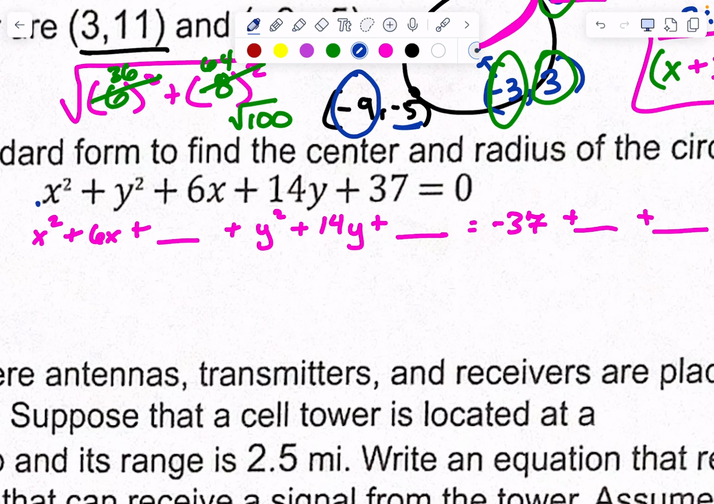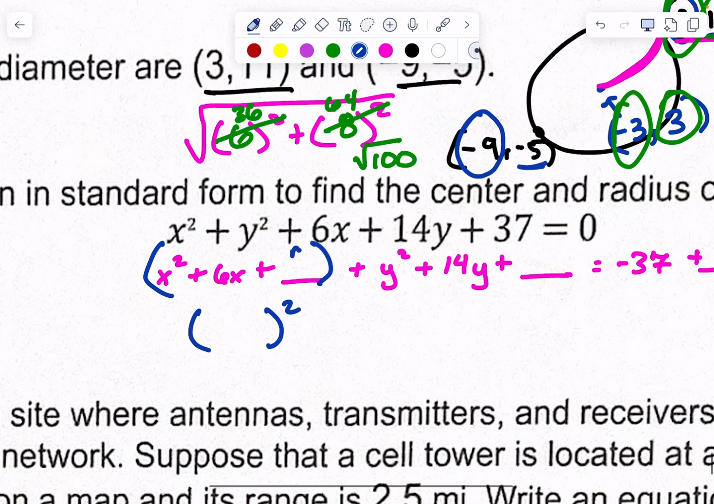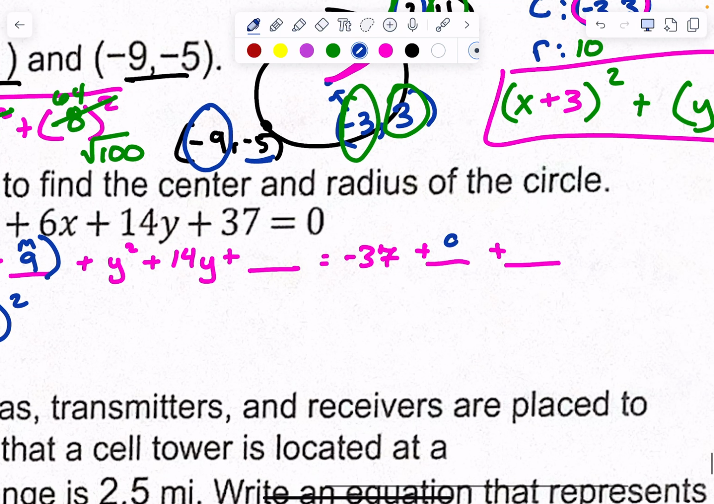Okay, now I'm looking at this x, and I want to break it down so that I have this guy squared. I'm completing the square. I want numbers that multiply to get the blank, but when I add them give me 6. So x plus 3 squared. What goes in the blank? 9. And I have to put the 9 on the other side, yeah?